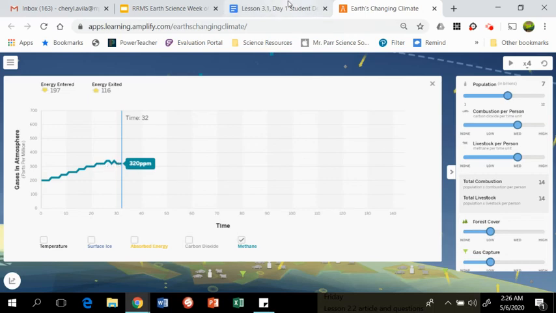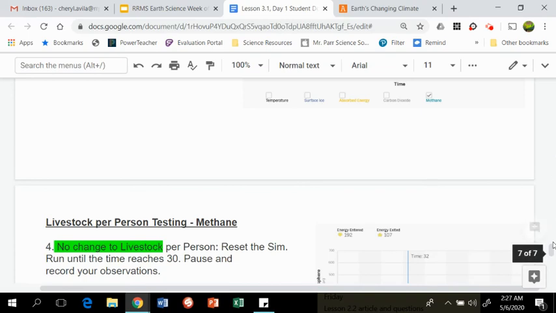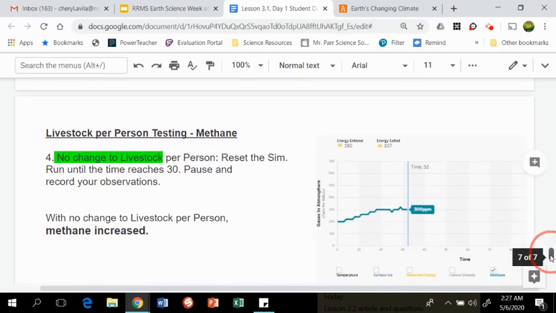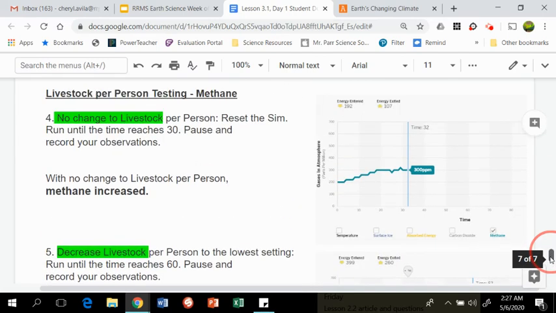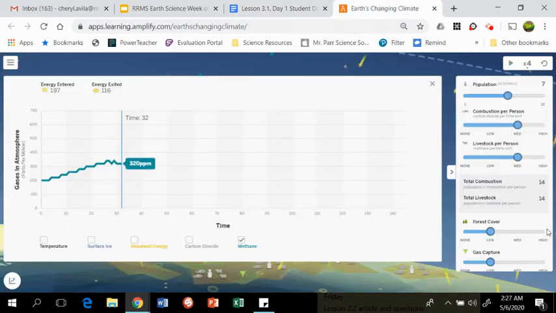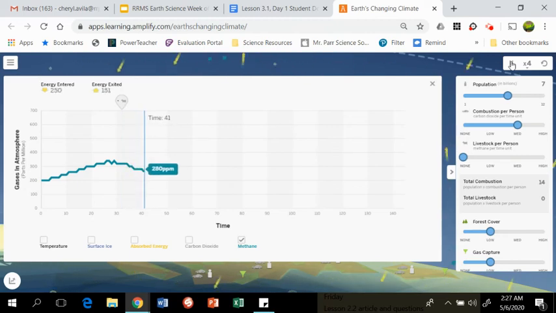Now I am going to, let me go in here, and we had said with no change to livestock per person, methane increased. So now we're going to decrease livestock per person. This is everybody in the world becomes a vegetarian. So I'm going to set it to its lowest setting and press play. I'm going to let this play for 30 seconds.